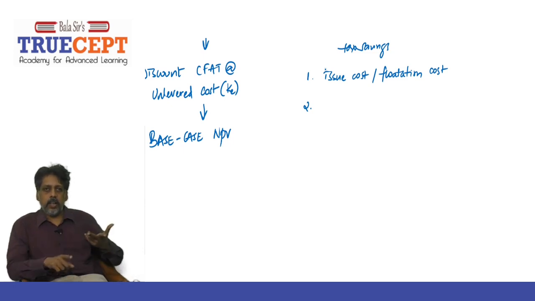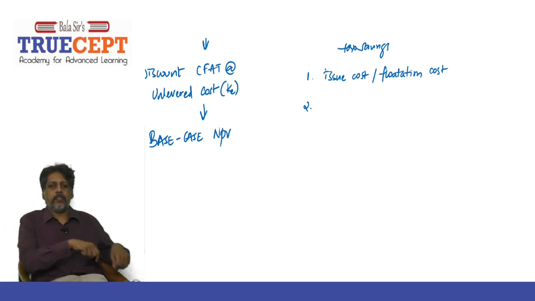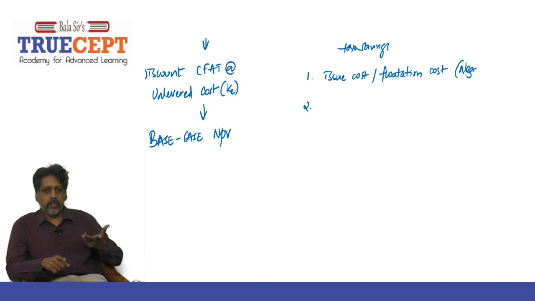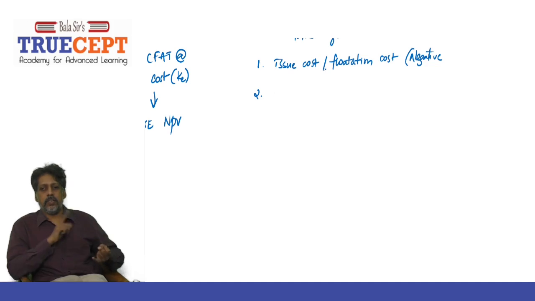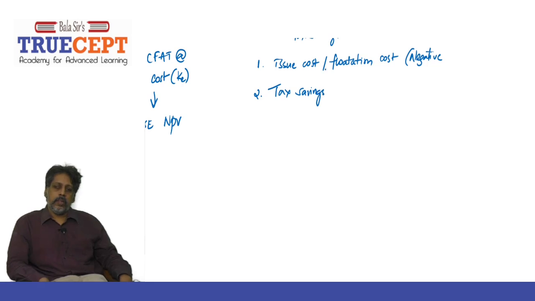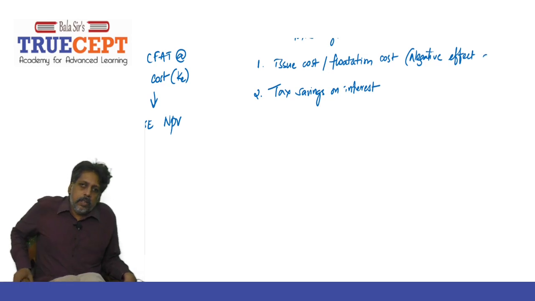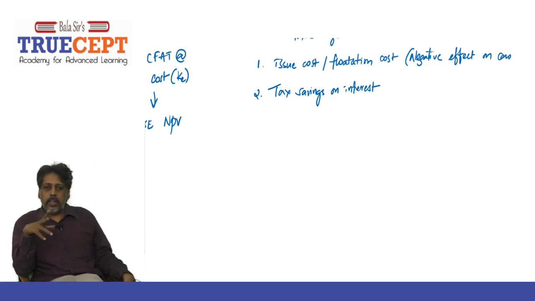And then the second side effect will be, this is a negative side, what way? It's a cash outflow, right? Issue cost. The second is a positive side effect. What is that? The tax savings on interest. It is a tax benefit or the tax savings on the interest. Okay, that is loan interest or debt interest. Is that fine? Yes, sir. So this is a positive side effect.